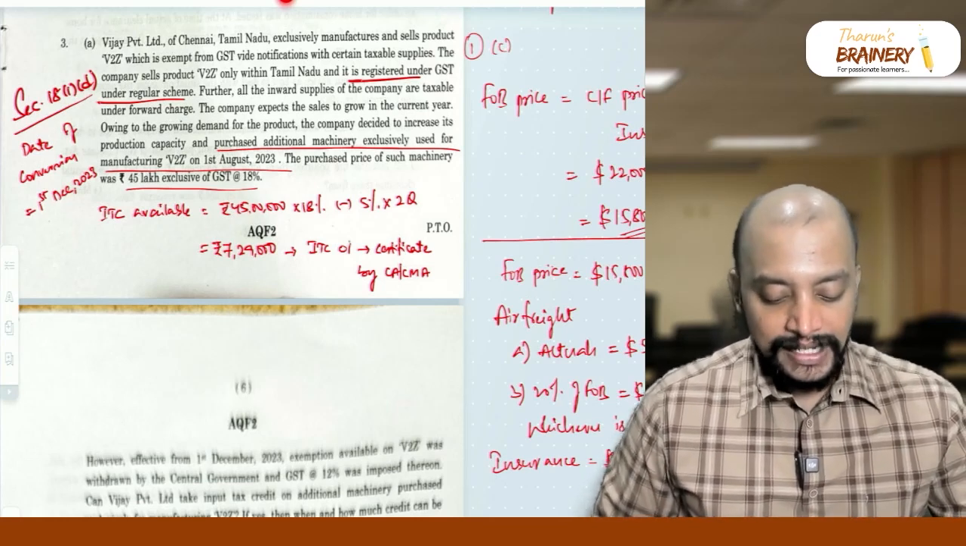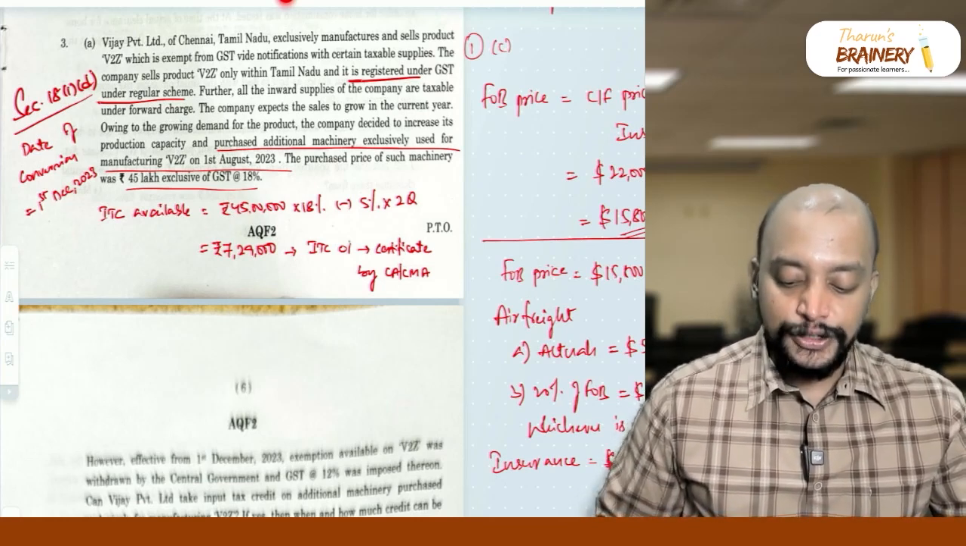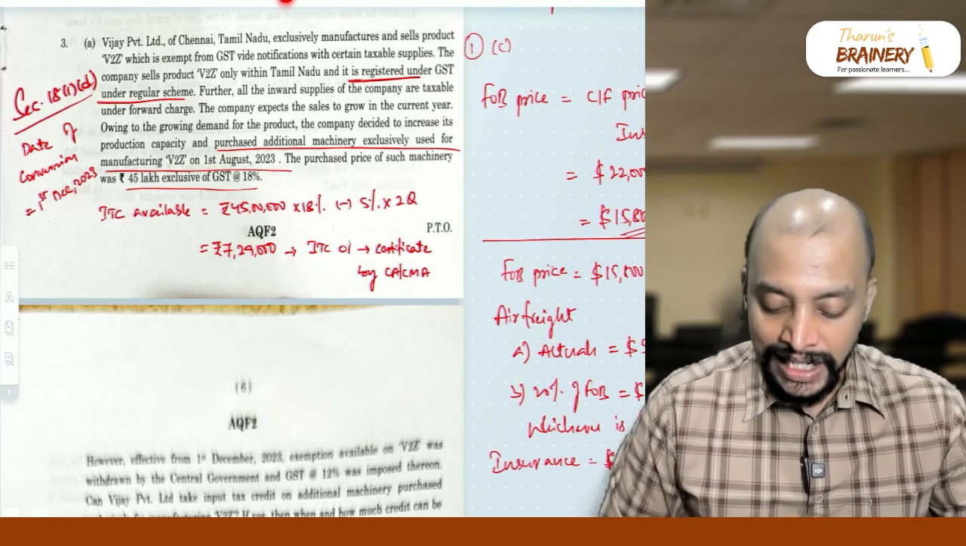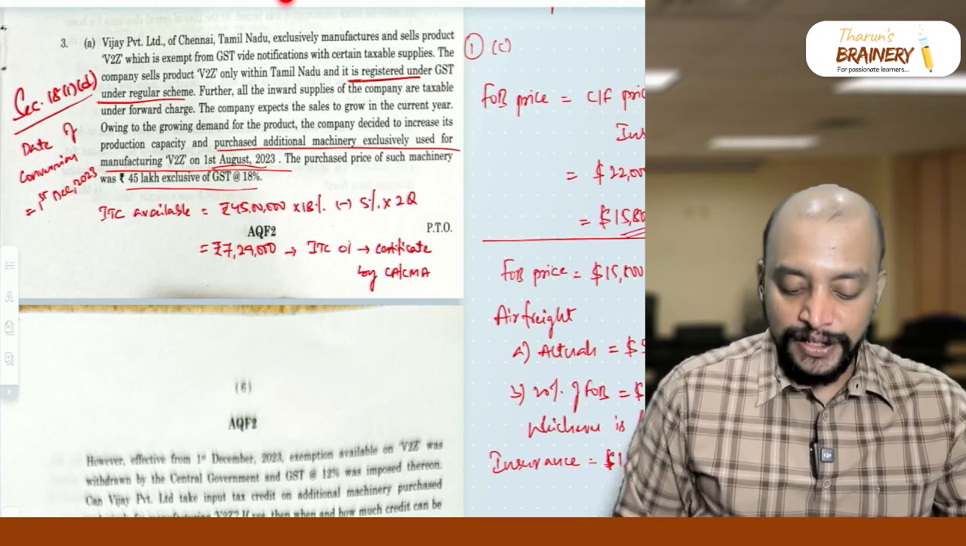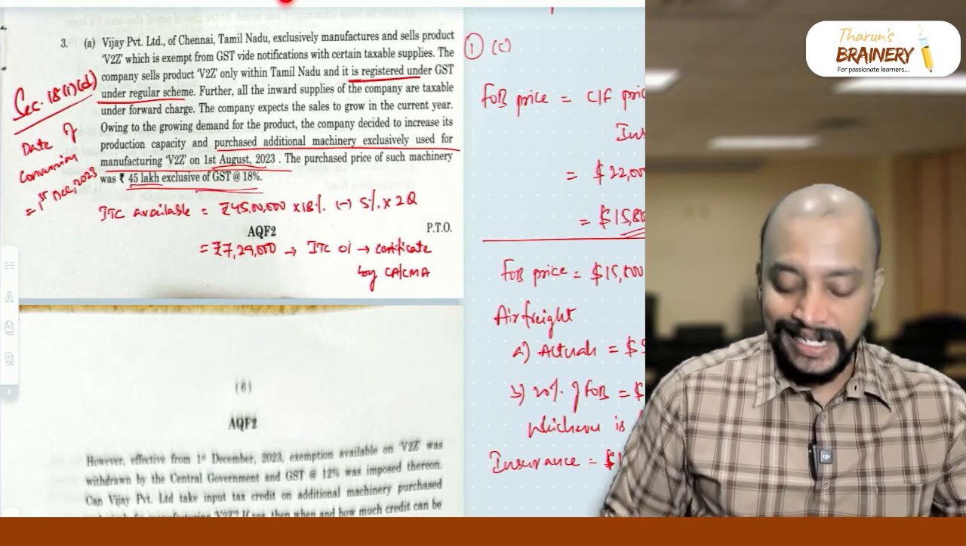Further, all the inward supply are taxable under FCM. The company expects the sales to grow in the current year, for which they purchased a machinery, and the machinery is purchased on 1st August 2023. The purchase price of the machinery is 45 lakhs excluding GST at 18%.